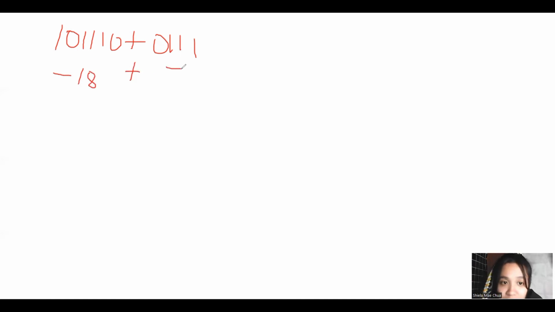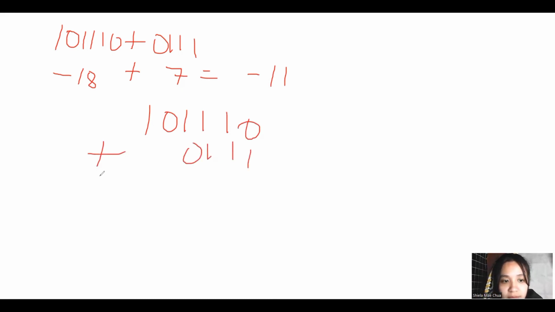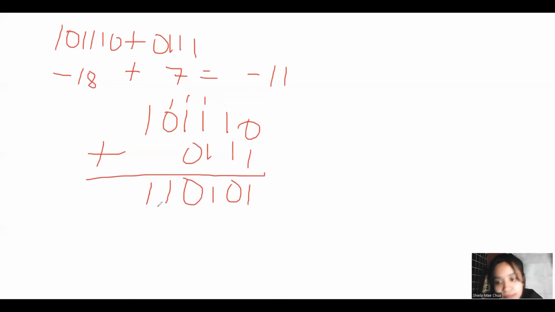For example, if you have 1, 0, 1, 1, 1, 0 plus 0, 1, 1, 1, or 1, 0, 1, 1, 1, 0 is equal to negative 18 plus 7, you should have the answer of negative 11. So if you add 1, 0, 1, 1, 1, 0 plus 0, 1, 1, 1, 0 plus 1 is 1, 1 plus 1 is 1, 0, and 1 plus 1 plus 1 is 1, 1, and 1 plus 1 plus 0 is 1, 0, and 1 plus 0 is 1, bring down 1.